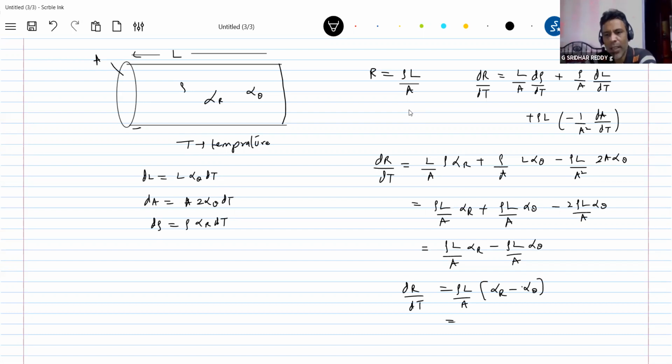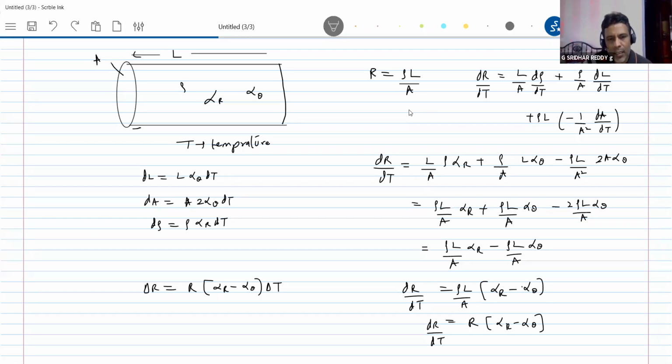Further, what is rho L by A? It should be equal to R, the resistance. Or in generalized form, delta R is equal to R into alpha R minus alpha theta into delta T. Usually alpha theta will be very much less compared to alpha R. That's why in all our numericals, we didn't bother about the thermal expansion of the material.